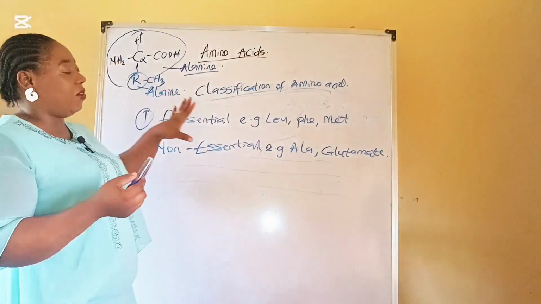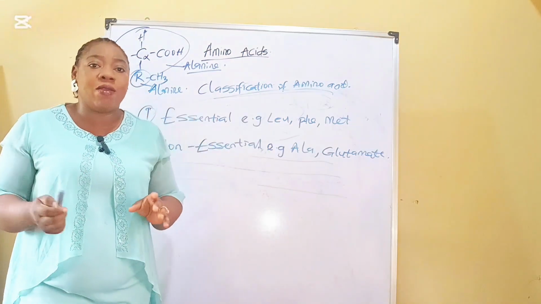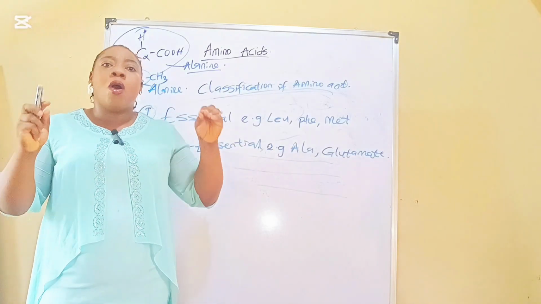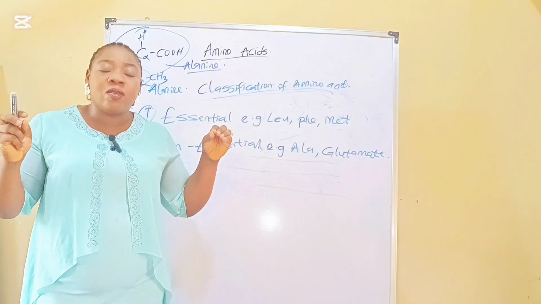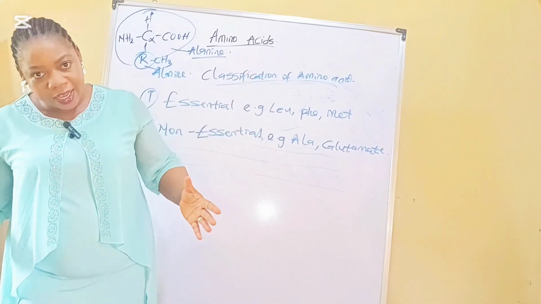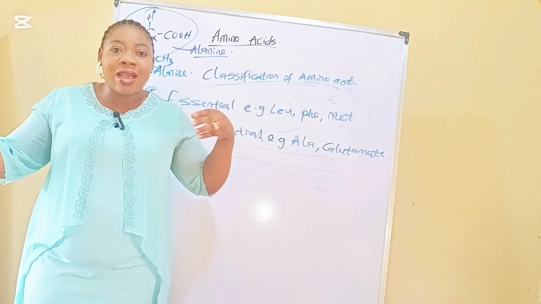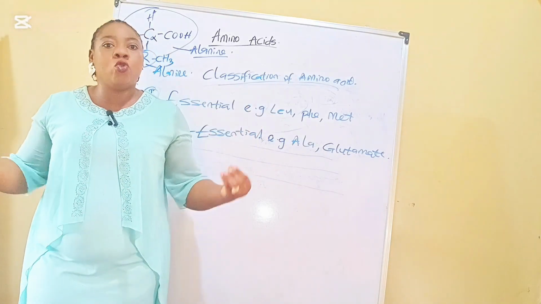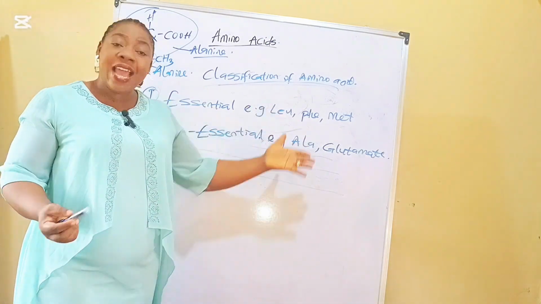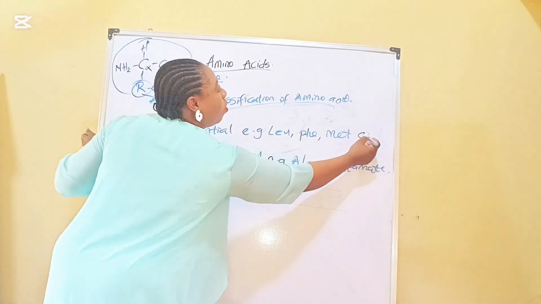Moving on now, we want to classify these same amino acids based on their essentiality. The first one, we have essential amino acids. What do we mean by essential amino acids? These amino acids are basically not something that our body can produce. So we have to get them from outside of our body, from exogenous sources, such as our diet, so that the body will use them to be able to function properly. Examples include phenylalanine, methionine, leucine, and we still have more.